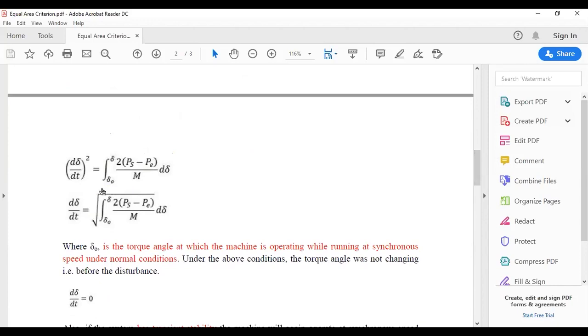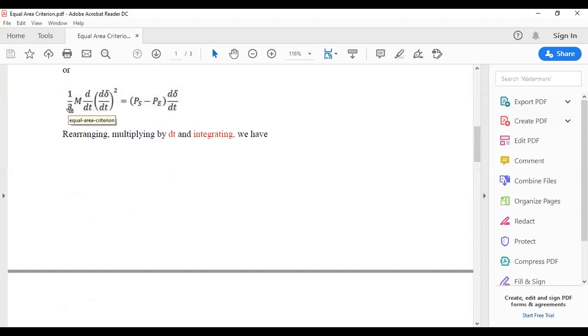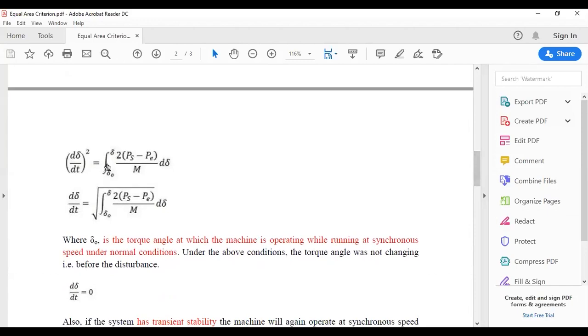Okay, now the integration limit is taken from delta 0 to delta. What is delta 0? Delta 0 is the initial operating angle and delta is the final operating angle. Okay, so if you take the integration, see 2 was there, na? 2 is there, so 2 will go up, m will come down. In the numerator 2 will go, in the denominator m will come. So if you see the equation, 2 is in the numerator, m is in the denominator. Okay, and multiply both sides with dt. So you will get this much. Now what will d delta/dt be? d delta/dt is the root of this equation.